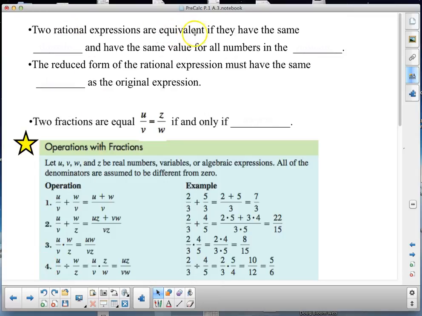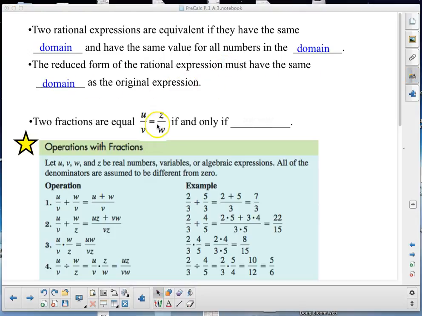Now, two rational expressions are equivalent if they have the same domain and have the same value for all numbers in the domain. The reduced form of the rational expression must have the same domain as the original expression. Now, a little hearkening back to geometry, two fractions are equal, u over v equals z over w, if and only if uw and vz, their cross products, are the same.